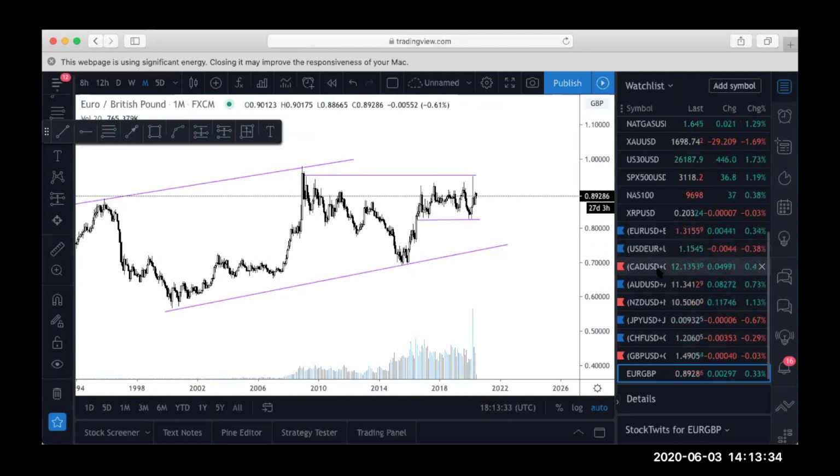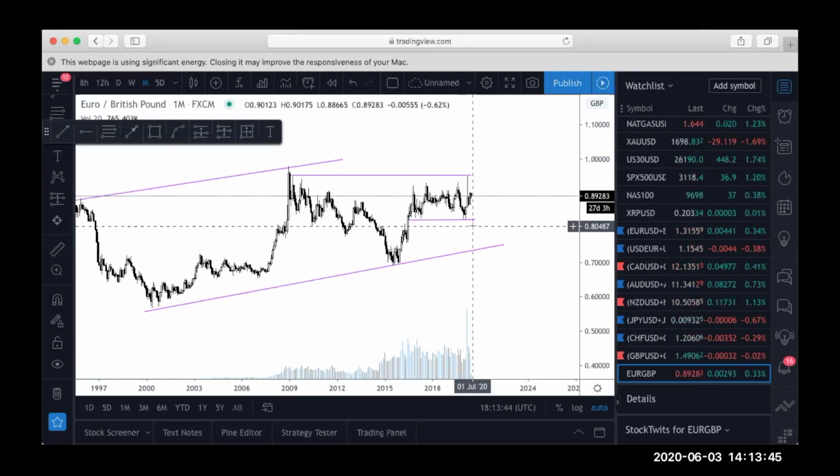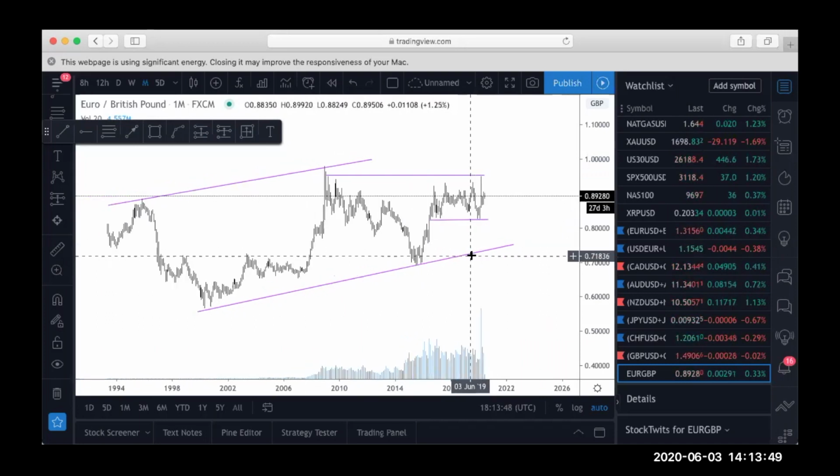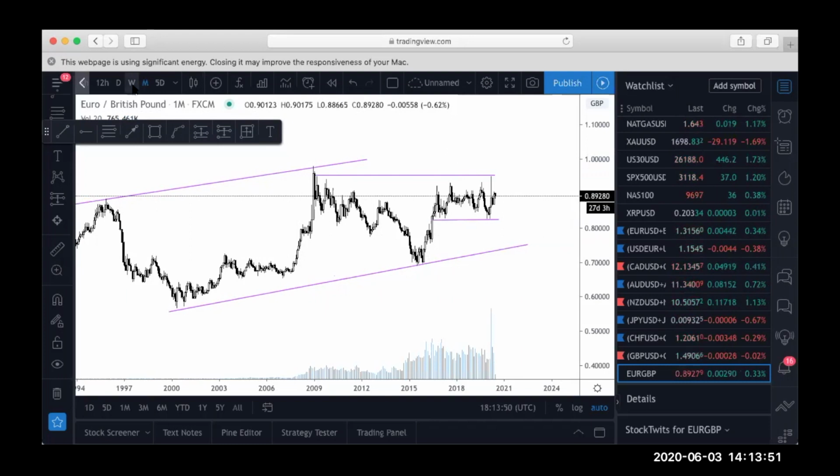Resistance, exactly. Resistance is stronger in this area because of the length of time it takes to touch the same area. In terms of length, resistance is stronger than the support. But because the support is weaker, I'm expecting support to actually break faster. I'll go into the details of that later.